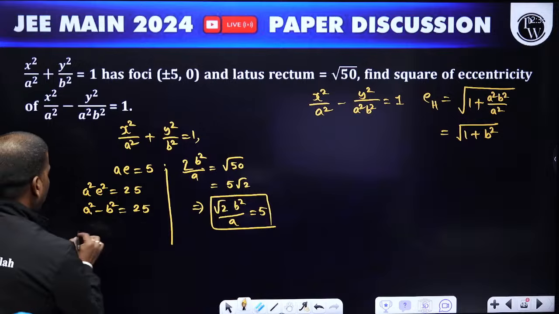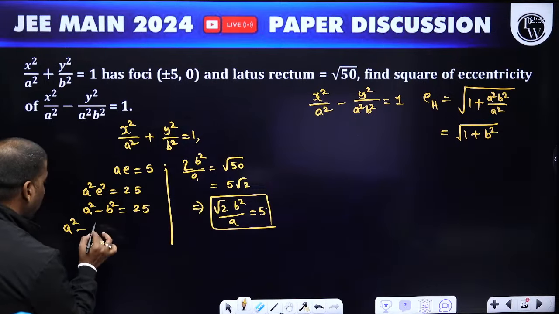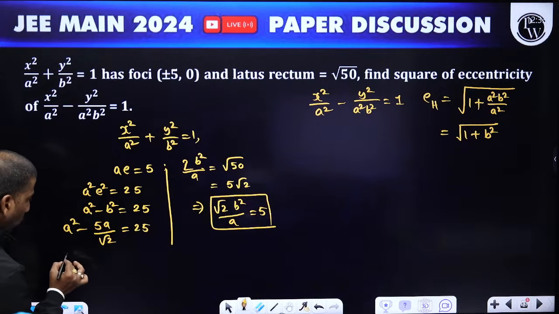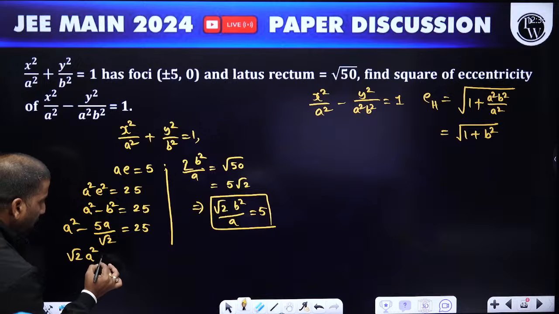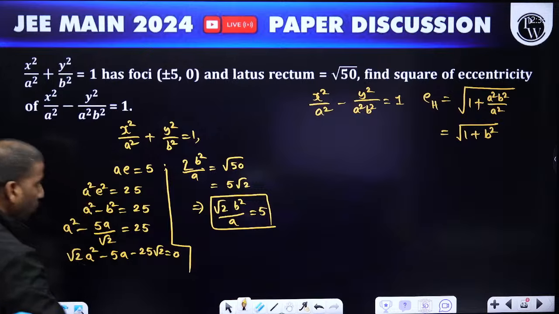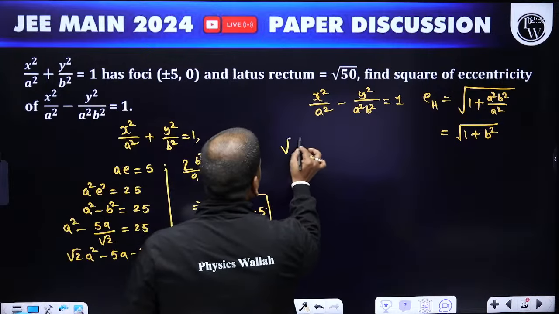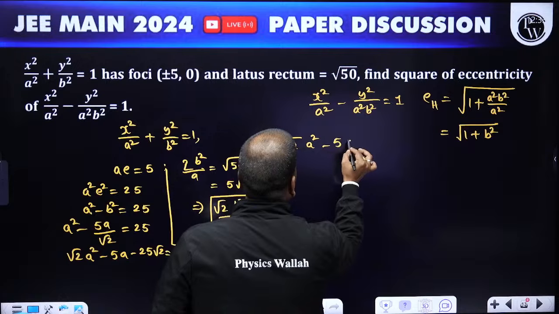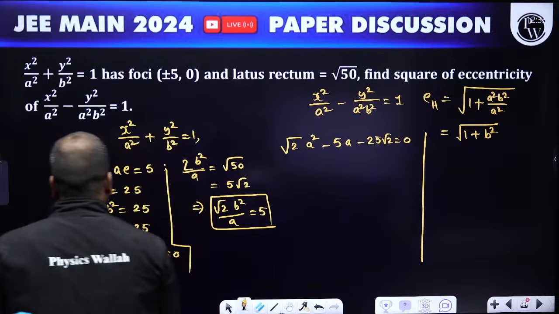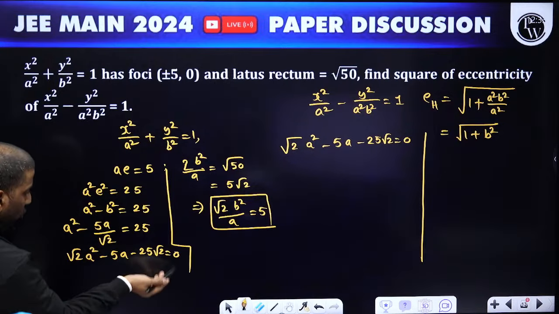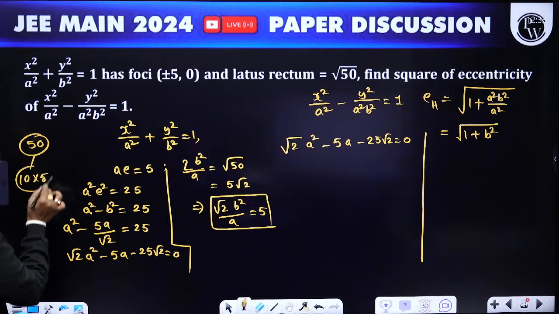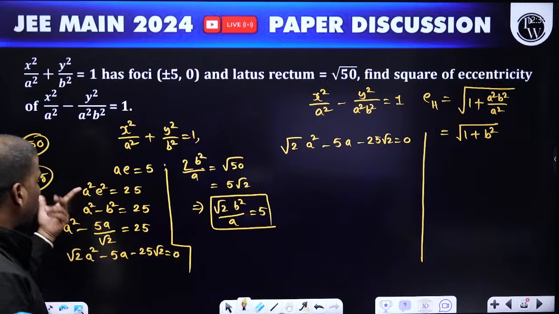b square is equal to, so I will substitute here, a square minus b square, 5a by root 2, which is equal to 25. So quadratic equation, root 2 a square minus 5a minus 25 root 2 is equal to 0. So we need factors of this equation. Generally, what I always do is multiply 5 and 25 into root 2. That means 50. So factors of 50, 10 5s are, 50 and minus 5. I think we can manage it.